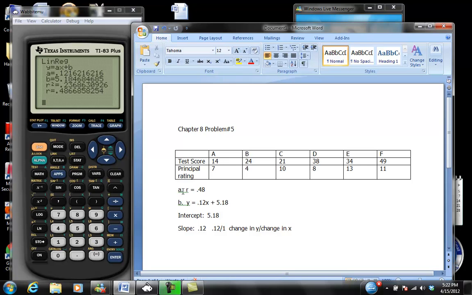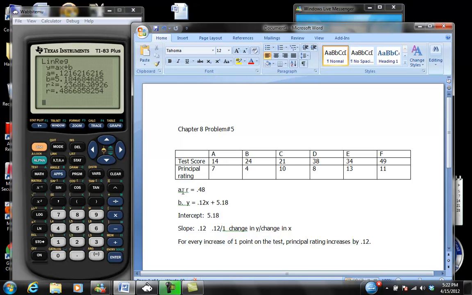Now, what is y? Y is principal rating, and x is test score. So if I wanted to interpret it, for every increase of 1 point on the test, principal rating increases by 0.12. So that would be an interpretation of the slope.